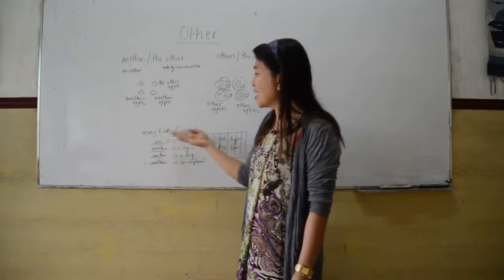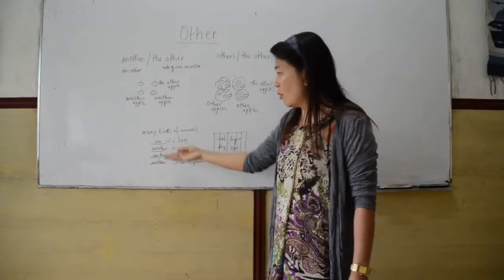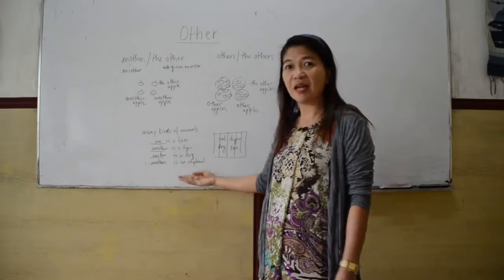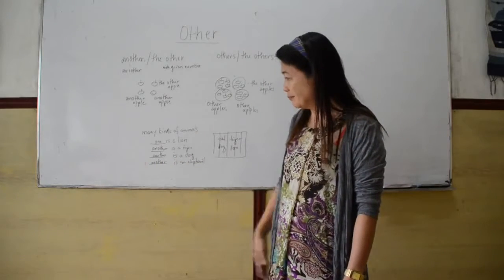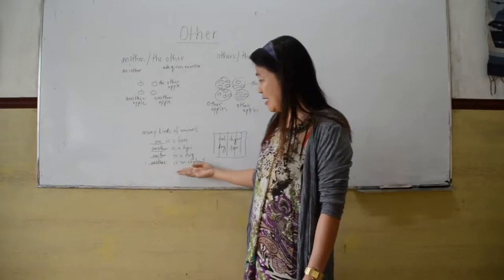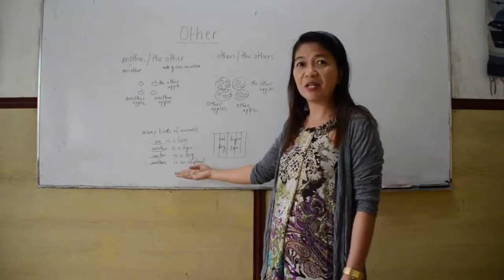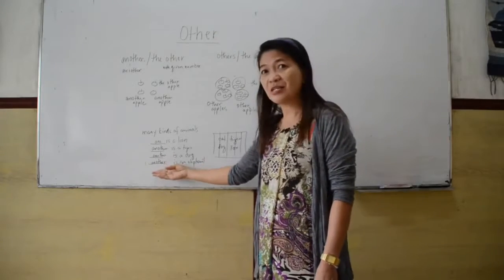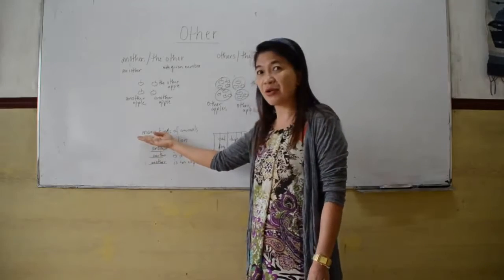There are many kinds of animals in the world. One is a lion, another is a tiger, another is a dog, another is an elephant. Now, if you notice, I didn't use the other here. Why? Because elephant here is not the last animal in the world. There are still many kinds of animals. This is not the last one, and I didn't mention a number.